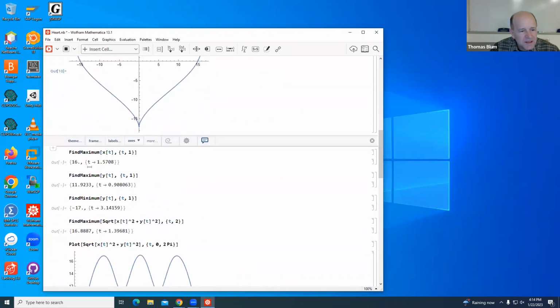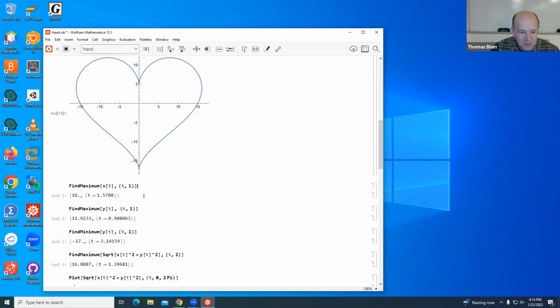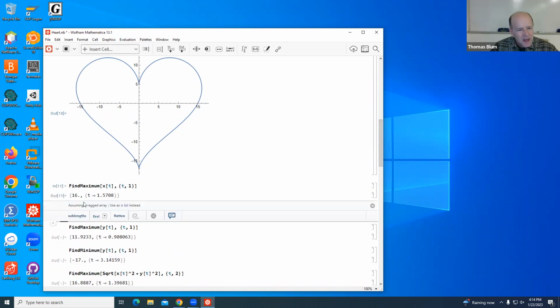So I said, find the minimum and maximum, but we'll find the maximum x. And that came up to be, so I put in FindMaximum as my function of x as a function of t, and I just gave it, it's looking for a maximum in the vicinity of 1. I chose 1 fairly arbitrarily. So shift enter. And it came up that the maximum x is about 16 from the origin.